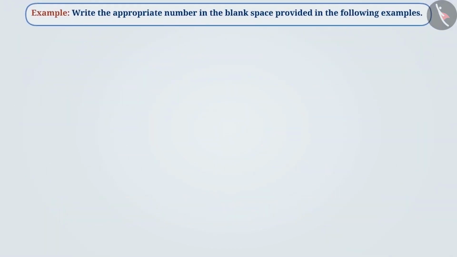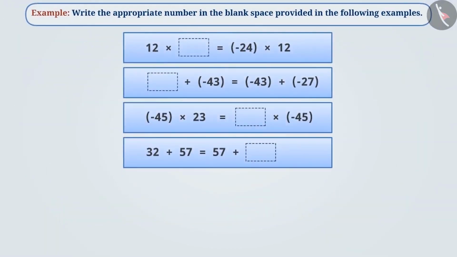Next example. Write the appropriate number in the blank space provided in the following examples. As you can see, the result of multiplication of 12 and the blank space is equal to the result of minus 24 multiplied by 12. We can also see that the integer 12 on the right side and left side is same.